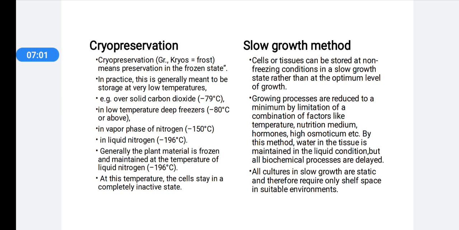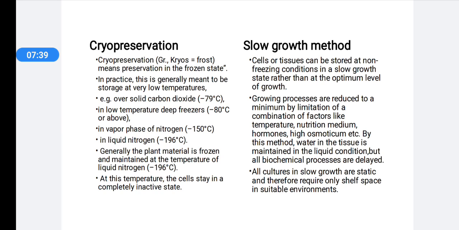So this means that we will store it at very low temperatures. For example, we can store it over carbon dioxide, that is over minus 79 degrees Celsius, or in deep freezers, like minus 80 degrees Celsius or above. In vapor phase nitrogen, that is again very low, minus 150 degrees Celsius. In liquid nitrogen, minus 196 degrees Celsius. And you can actually freeze the plant material and maintain it at the temperature of liquid nitrogen. At these temperatures, the cells will remain metabolically inactive, but they will be alive.